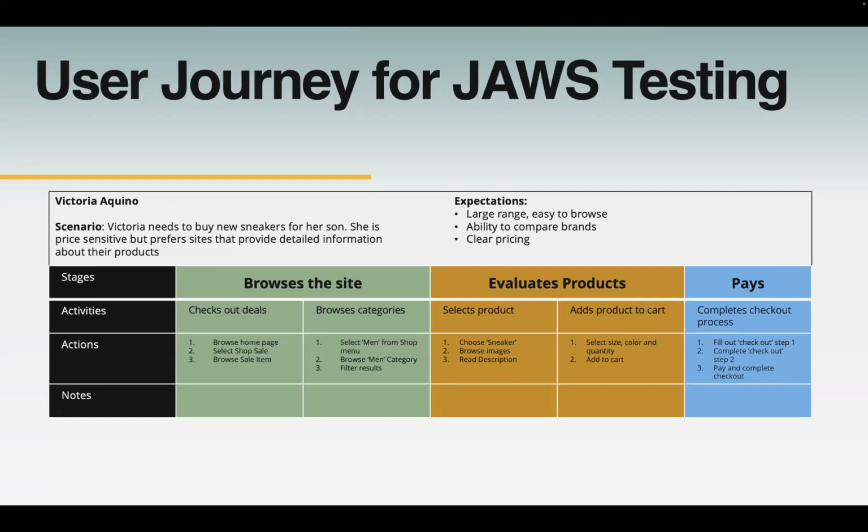Okay, and under each of those, we have specific activities. Checks out the deals, she browses categories, selects a product, adds the products to cart, completes the checkout process. And then for each of those activities, you have actions, okay? Browsing the home page, select the shop sale, browse sale item, select men from shop menu, browse men category, and so on. This is very simplified, but this becomes the basis of a test script, okay?